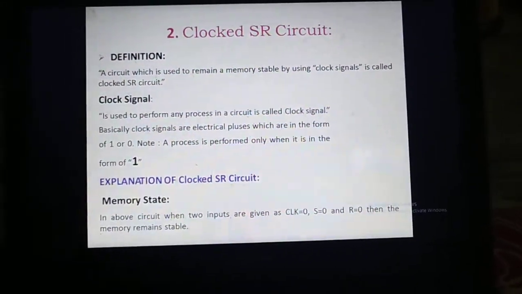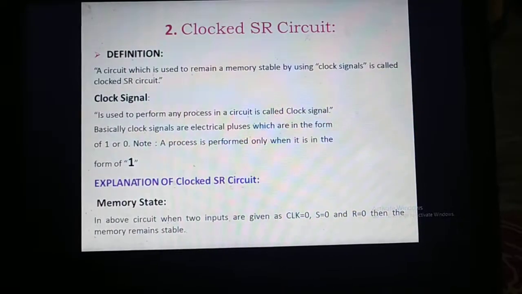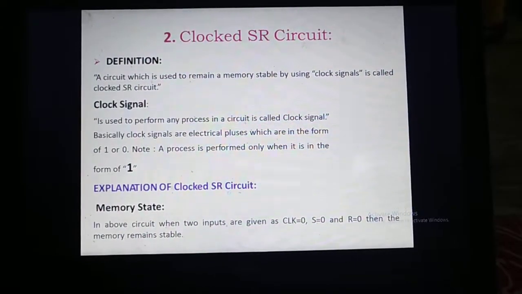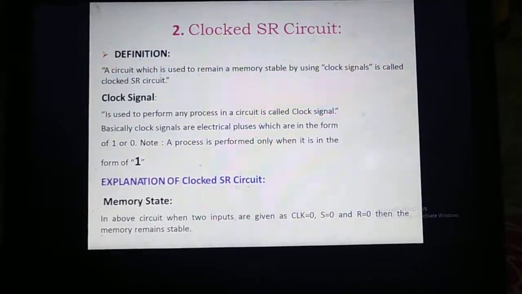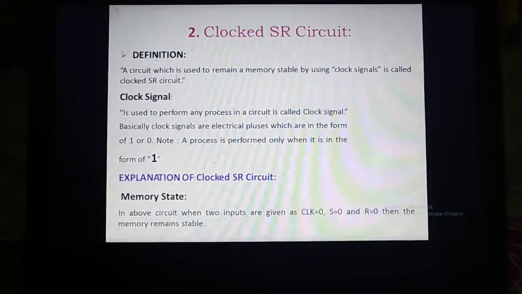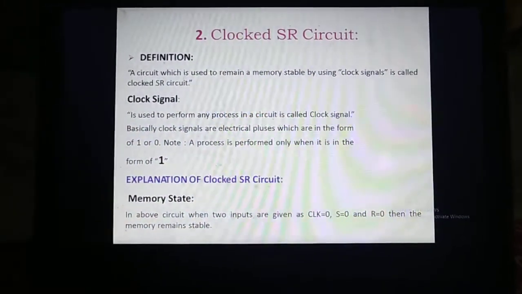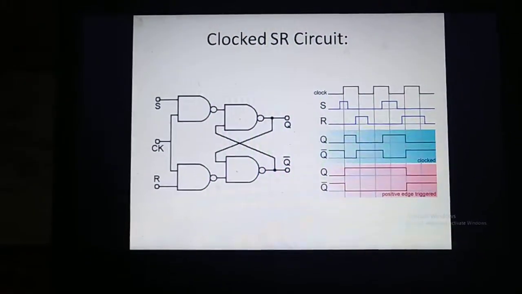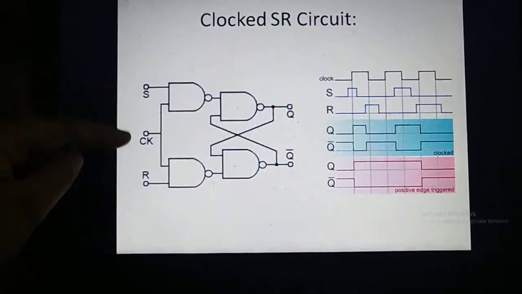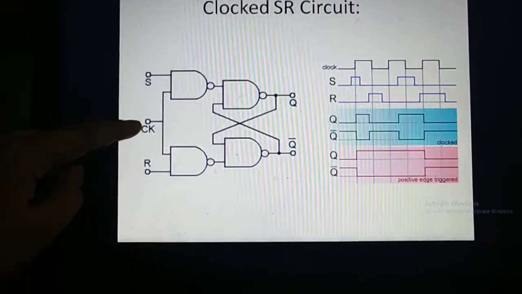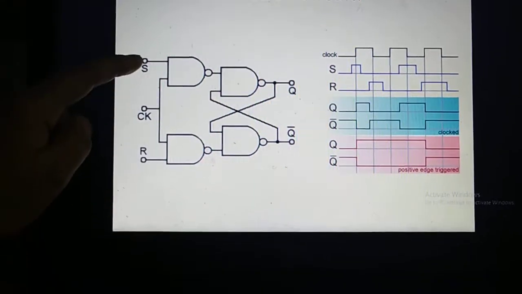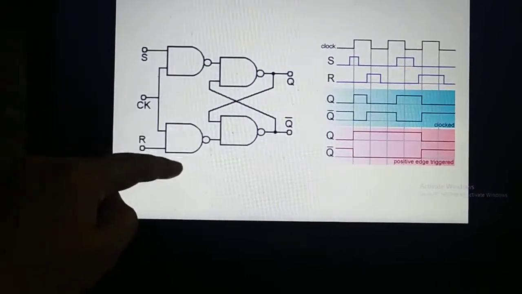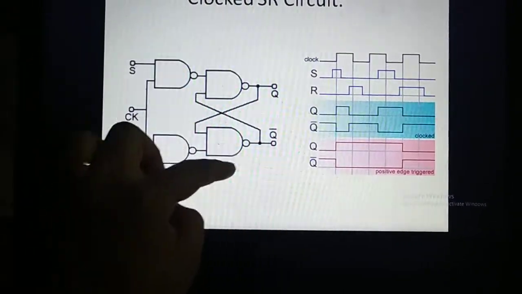Now the next topic is the clocked SR flip-flop. In this circuit, there is a small change: we apply a clock signal along with the S and R inputs. Here is a block diagram of this clocked SR circuit. As you can see, we have the same two inputs S and R, with another input called clock. S and clock are applied to this NAND gate, and clock and R are applied to this NAND gate.